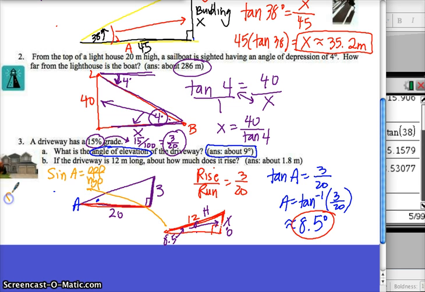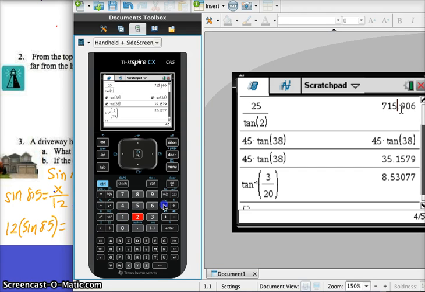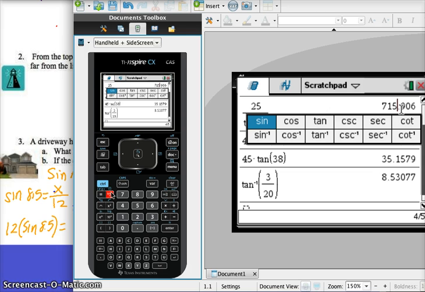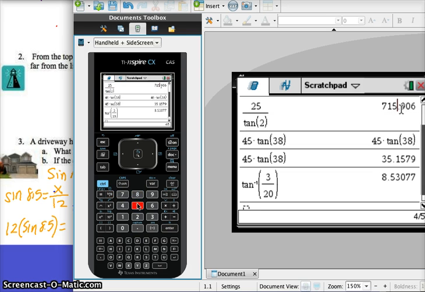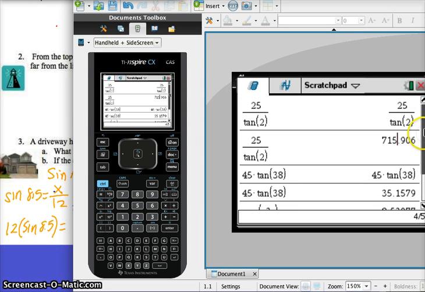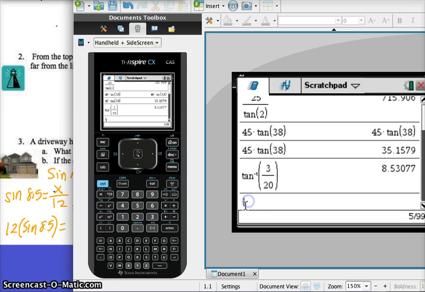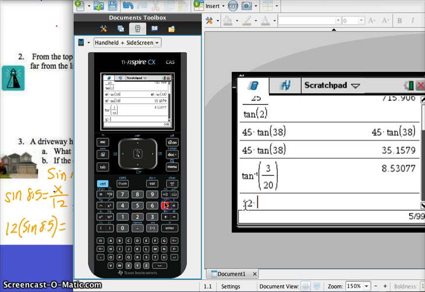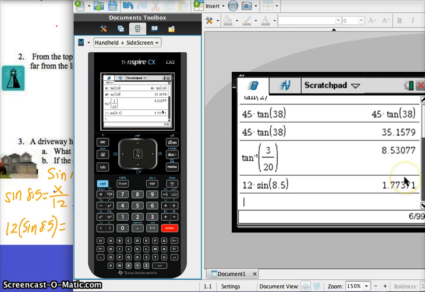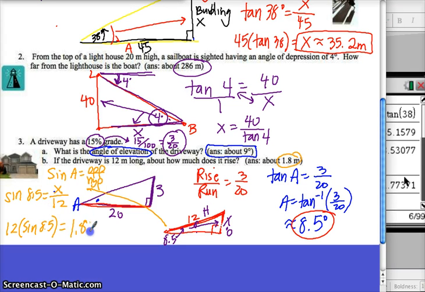So over here I'll do it. Sine of 8.5 degrees equals opposite, which is our unknown, over our hypotenuse, which is 12. We're going to multiply 12 times sine of 8.5, and you should get somewhere around 1.8 meters. So let's try it. 12 times sine of 8.5. I think I have a typo here. 12 times sine of 8.5, and I get 1.77, so that is about 1.8 meters. And there you have it.